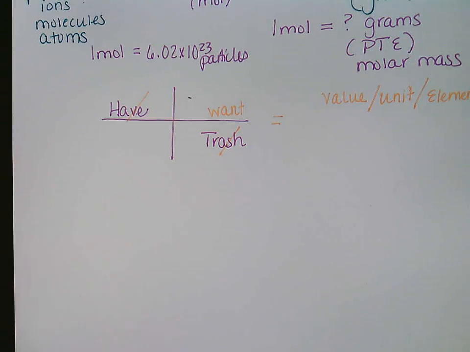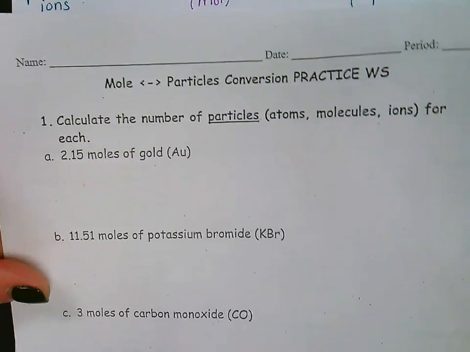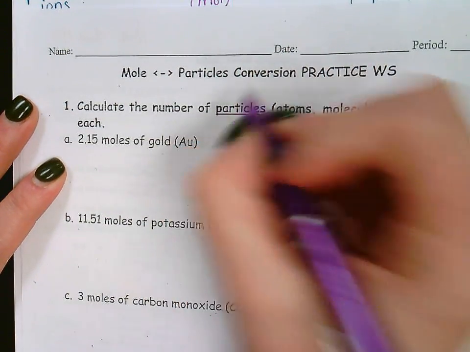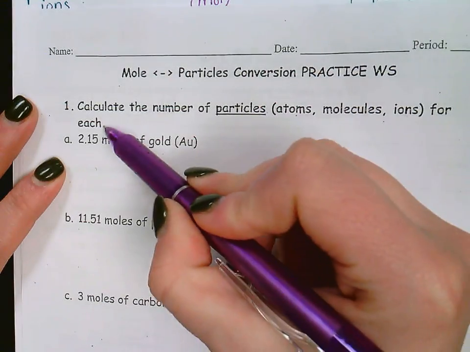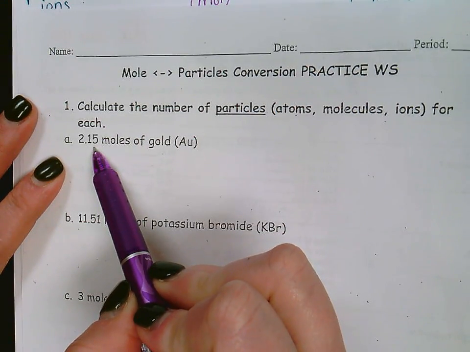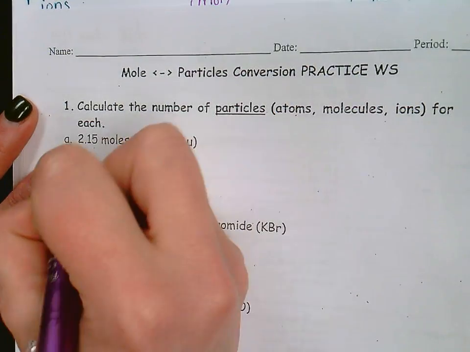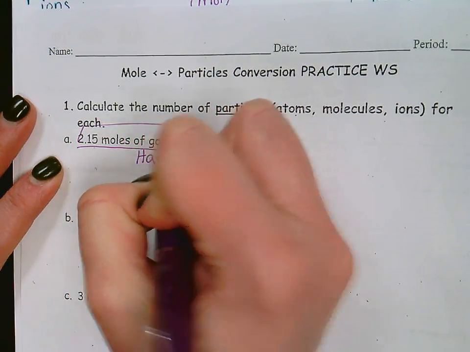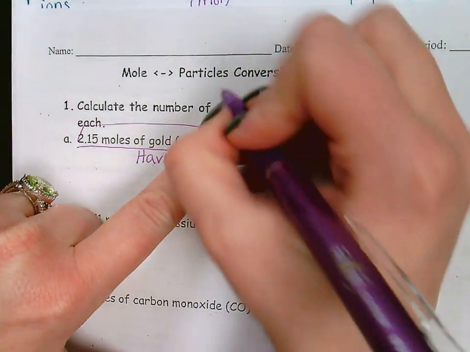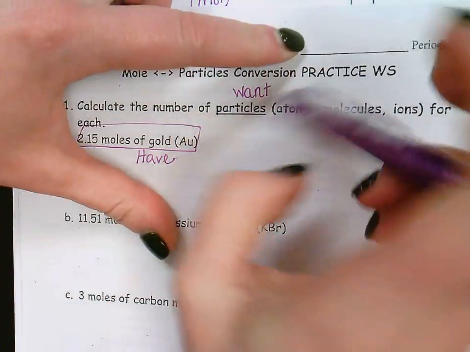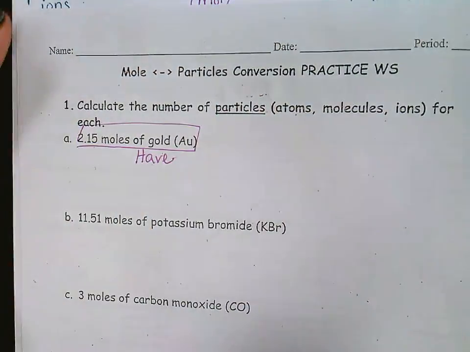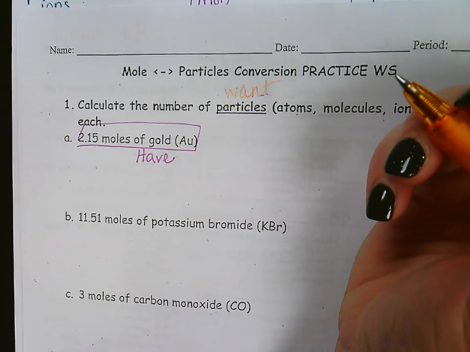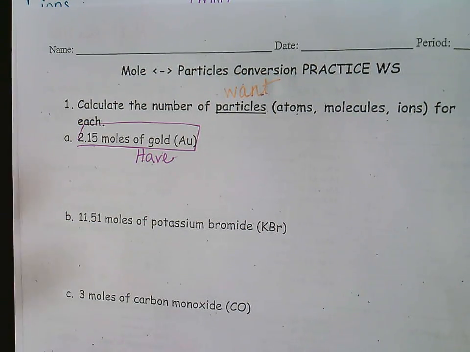The very first problem that we're going to work on today is right here, and we're going to use that system that we just set up. Calculate the number of particles, so atoms, molecules, ions for each. The first one we're going to look at is 2.15 moles of gold, which is Au. If they're giving you a number, this is what you have. So this is our have. And what we want is the number of particles. Actually, sorry, let me switch colors on that so that'll make it easier for you guys to understand. This is what we want. Okay, so this is what we have, and then we're going to calculate what we want from there.